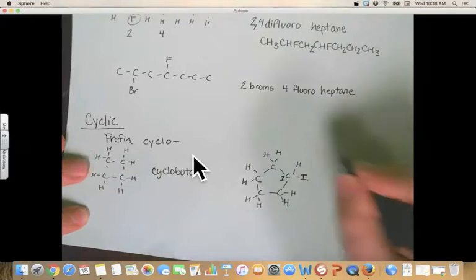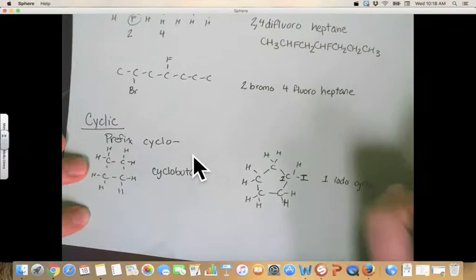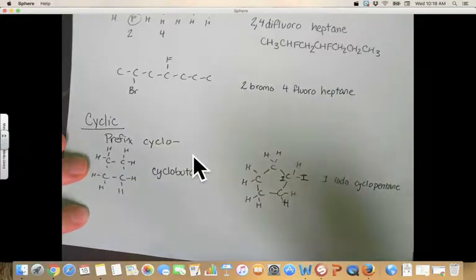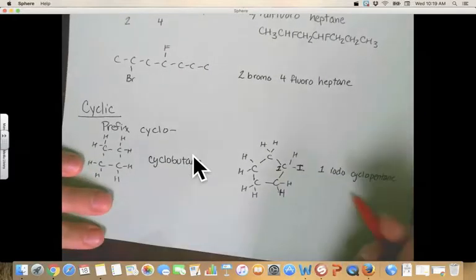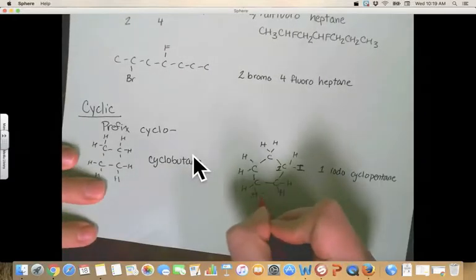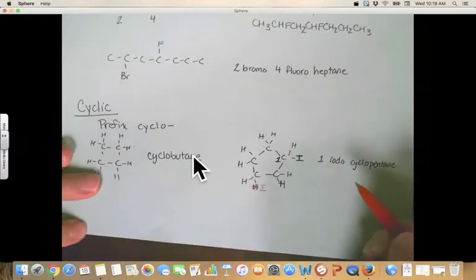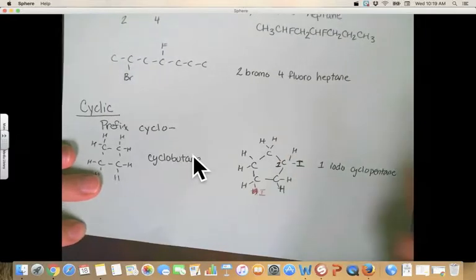So we could call this 1-iodocyclopentane, because there's 5 carbons. Now, we don't actually have to have the 1 here, because no matter if there's just that 1, it's automatically 1. Okay, now, what if I were, I'm going to grab a different pen color. I'm going to replace this hydrogen with an iodine. Well, when I do that, then we need to definitely include the numbers, because we need to know how far apart these are spaced.